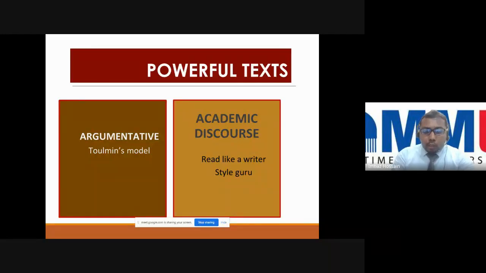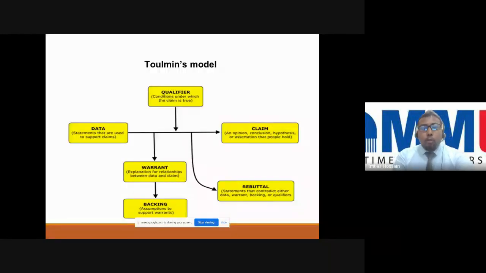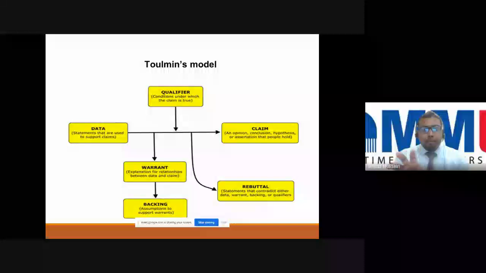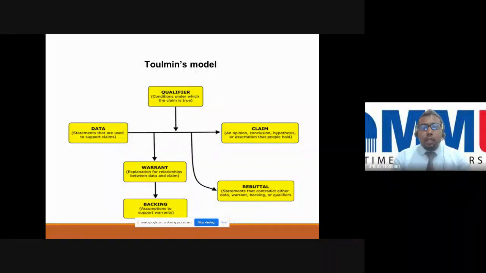So the Toulmin model, I want to focus first. When we structure articles, sentences, or paragraphs, the Toulmin model is helpful for us to structure the flow. Okay, so there are 6 aspects of the Toulmin model, which is the qualifier, which is the condition under which the claim is true.